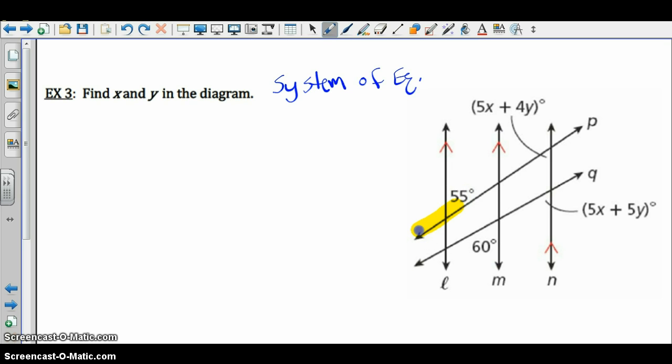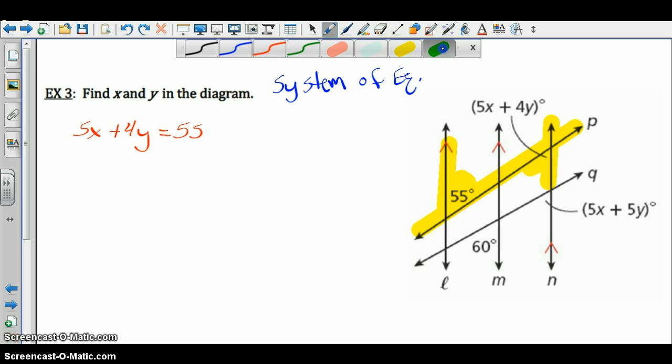So first let's look at transversal P, which intersects lines L and N, which are parallel, and we get the 5x plus 4y equation and the 55-degree angle. Those are alternate interior angles, so they should be congruent because the lines are parallel. So we can say 5x plus 4y equals 55 degrees. And that's one equation.